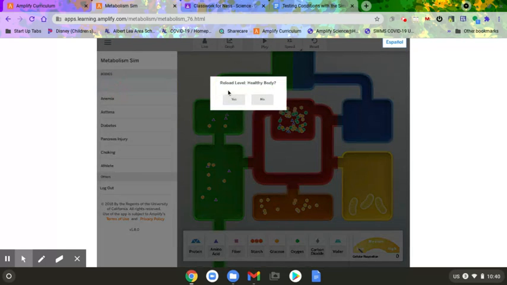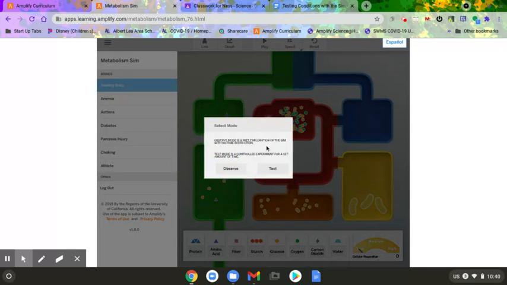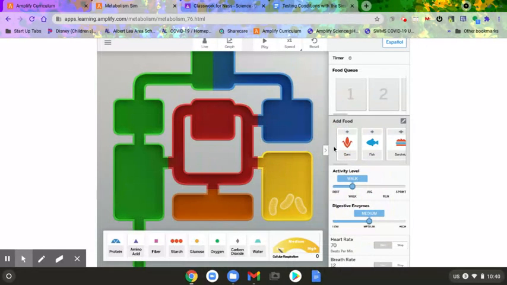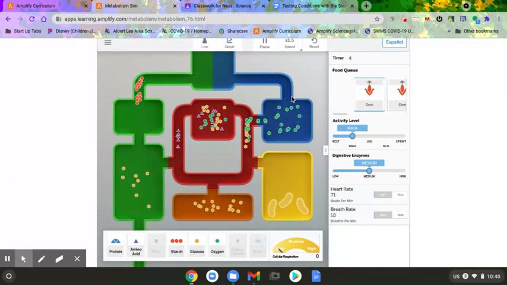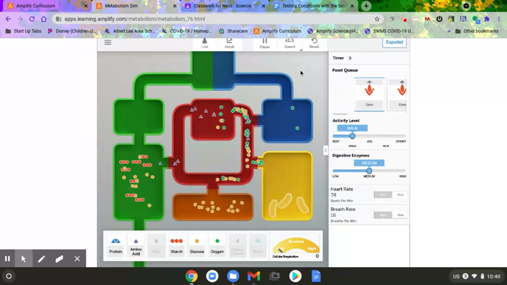So here is Healthy Body. We're going to reload the level. We're going to test it. And we're going to go ahead and add 2 corn, 2 fish, and 2 sandwiches like the instructions tell us to do. I'm turning off water, carbon dioxide, and fiber, and then I'm going to go ahead and push play. For the sake of time, I'm going to move it up to 1.5 speed. And again, this is Healthy Body.